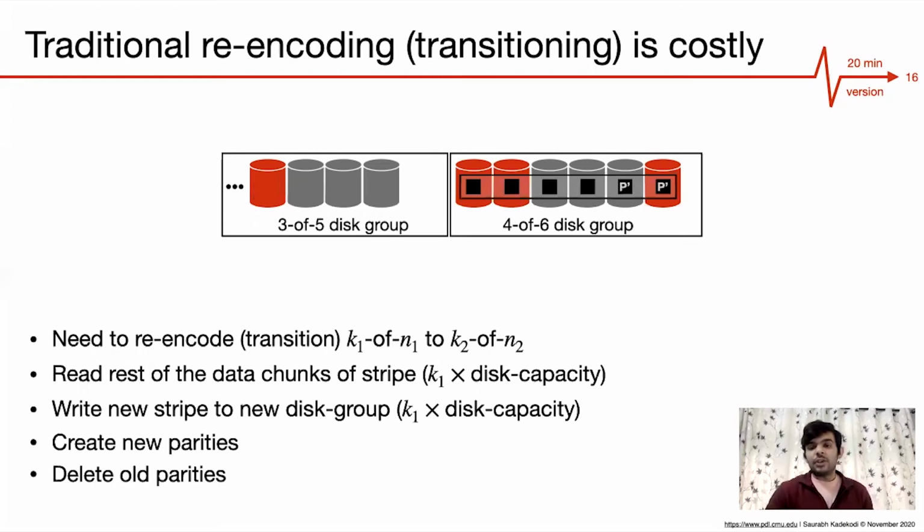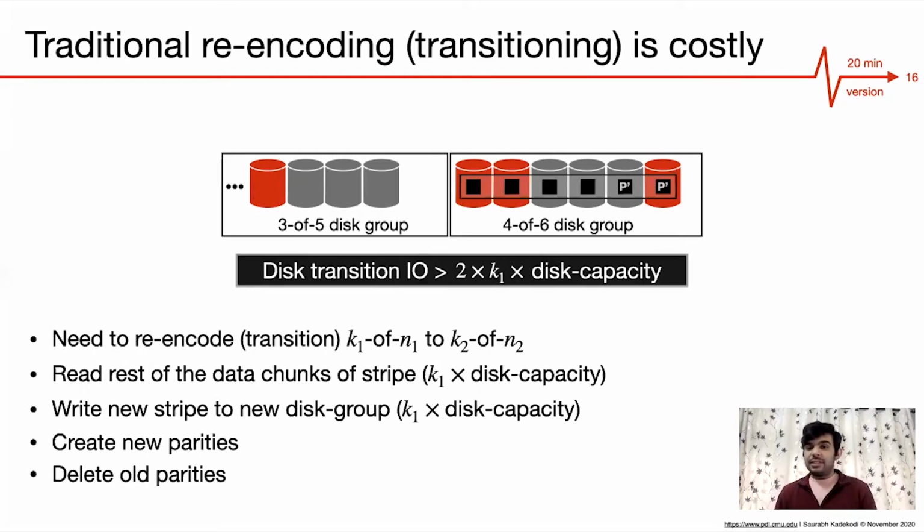All in all, this costs 2 times K1 times disk capacity, where K1 is the number of data chunks in the redundancy scheme you're transitioning from. This much amount of IO is required for each disk that transitions. So now let's look at what optimizations are performed by Pacemaker.